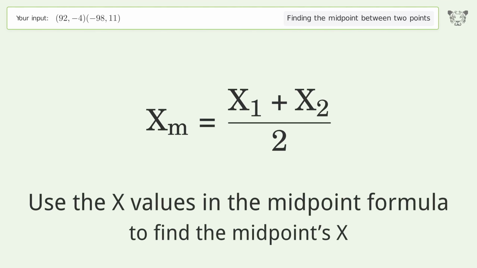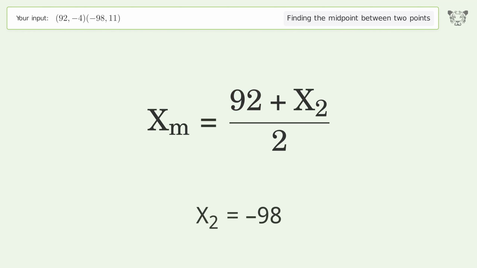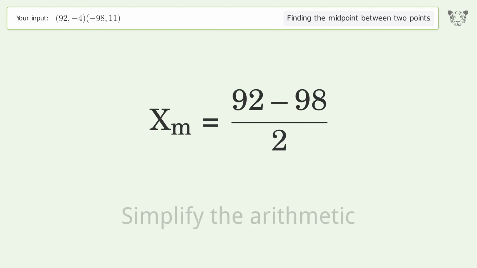Use the x values in the midpoint formula to find the midpoint's x. x1 equals 92. x2 equals -98. Simplify the arithmetic.